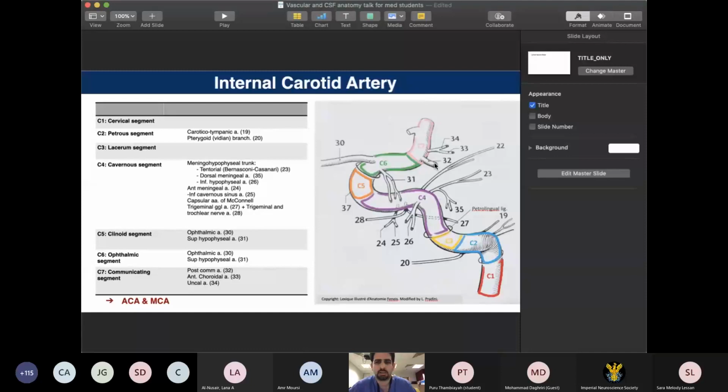important. I mean, every single one of these is important for whatever reason, but the posterior communicating, which is a part of the circle of Willis, and then distal to that, the anterior choroidal artery, which I'll talk about shortly, and then the terminal branches, the anterior cerebral artery and the middle cerebral artery. It's a lot of information, so I apologize, but it's important to understand that aspect.